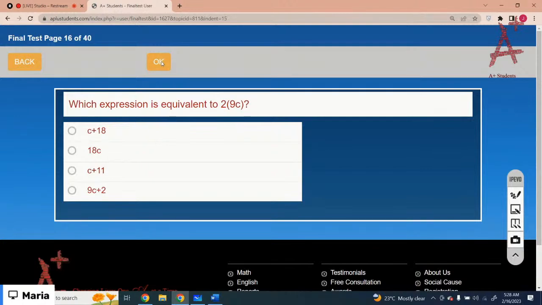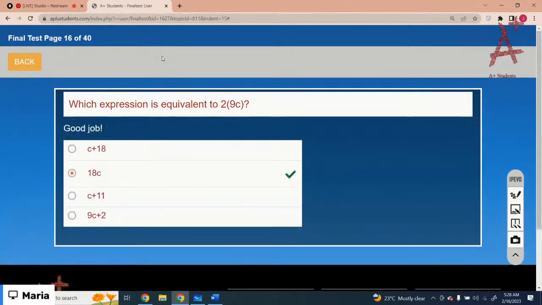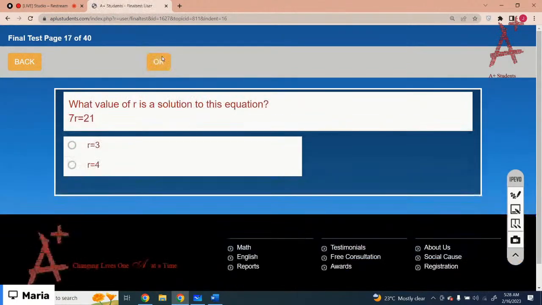Which expression is equivalent to 2 times 9c? So you have to do 2 times 9. So 2 times 9 is 18c. You simply have to multiply 2 by 9. So 2 times 9 is 18c.